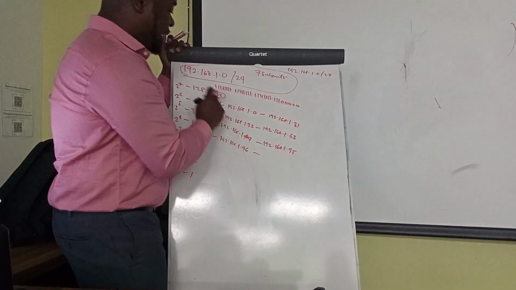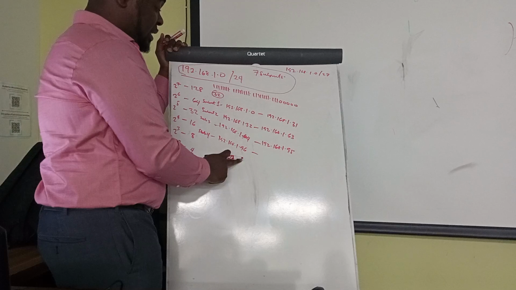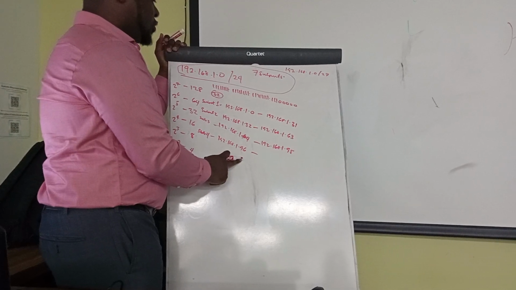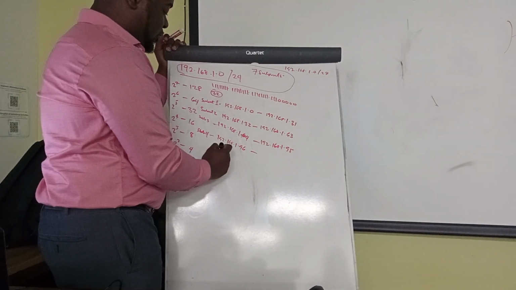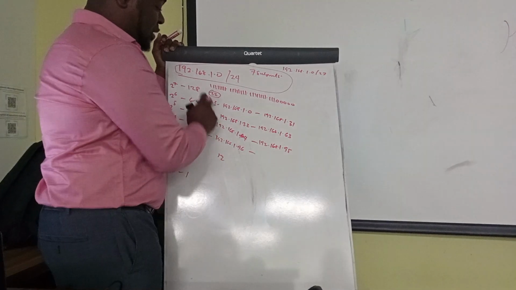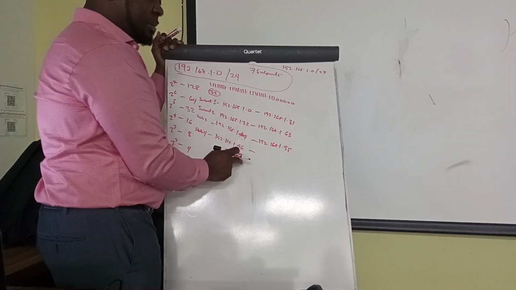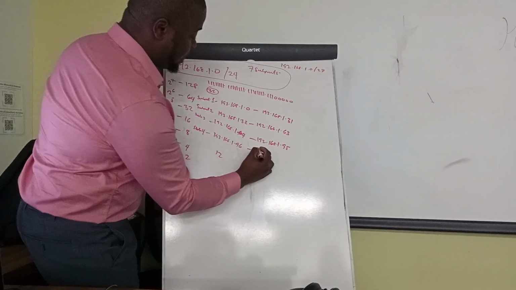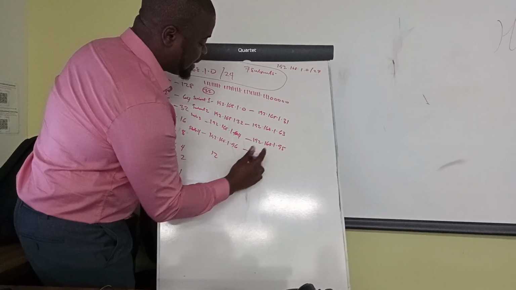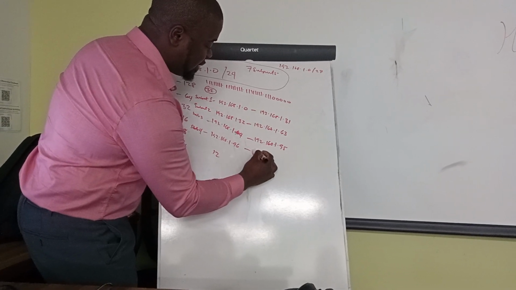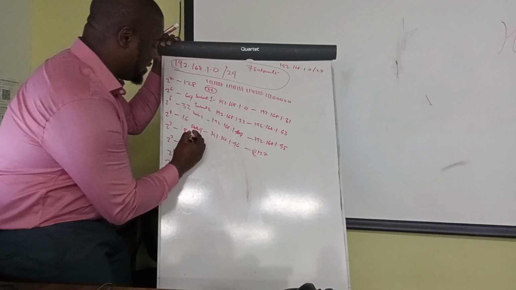192.168.1.96. Add 32 to it. What does that give us? 128, minus 1 is 127. Now I'm just going to write 192.127 to make it fast.